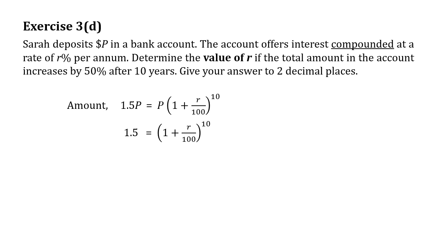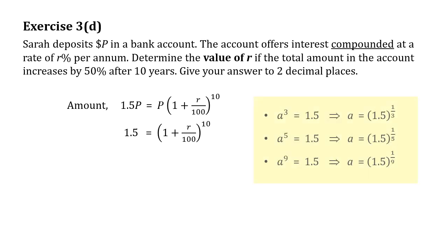How do we proceed with this formula and get rid of the power of 10? You recall we have similar examples in indices. If you start off with a cube equals to 1.5, we can cancel off the cube by taking the cube root on both sides. And we show cube root by a power that is 1 over 3. Same thing for a to the power of 5. We get rid of the power 5 by taking the fifth root on both sides of the equation, or the last example by taking the ninth root on both sides.